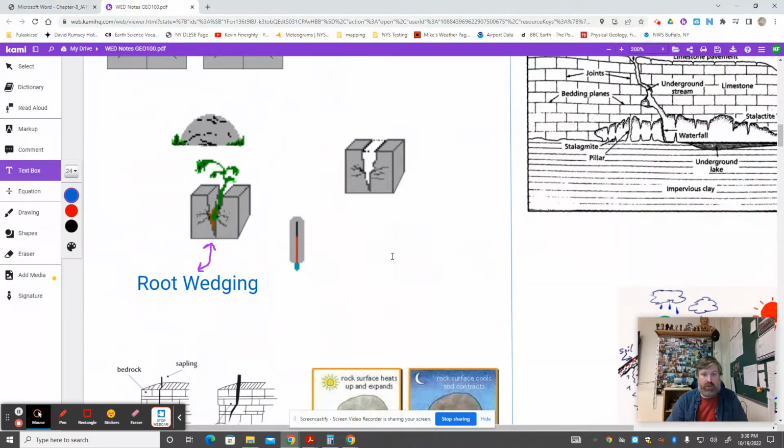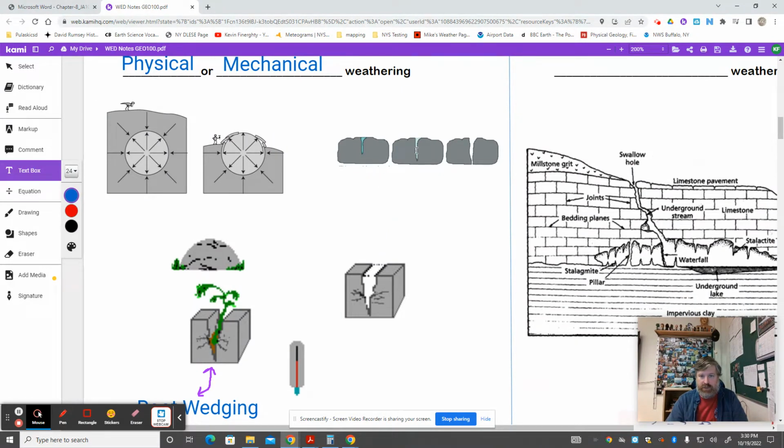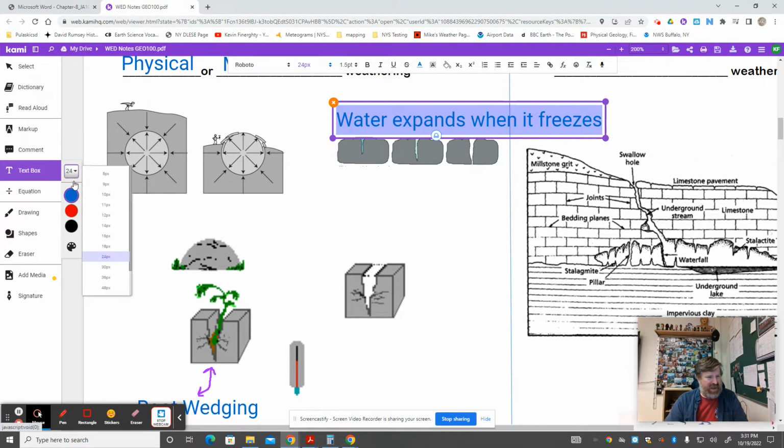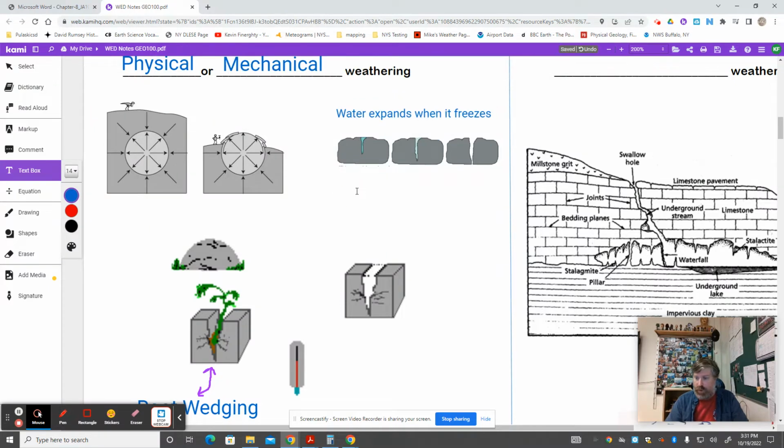Along with that is this idea, and if you're a New Yorker, which I know most of us are, this is the reason why our highways, particularly upstate where there's more transitions between freezing and thawing, are so bad. Water expands when it freezes. We should make a note of that. That's kind of a key part of this. Water expands when it freezes. I think a lot of people know this. If you leave a water bottle in the freezer, you experience it. If you leave a soda can, it can explode.